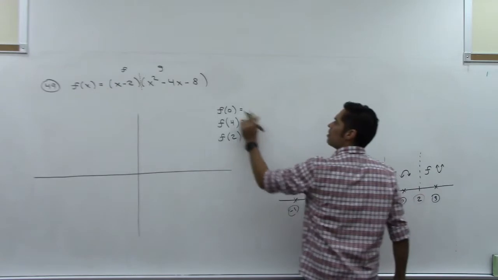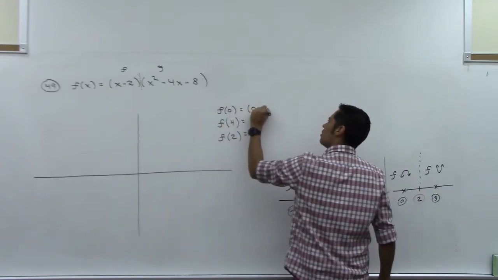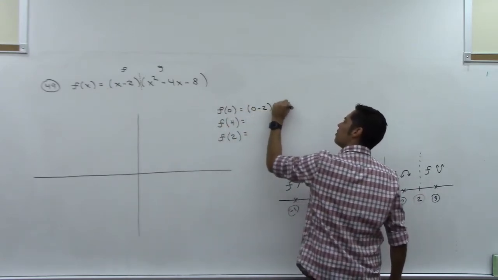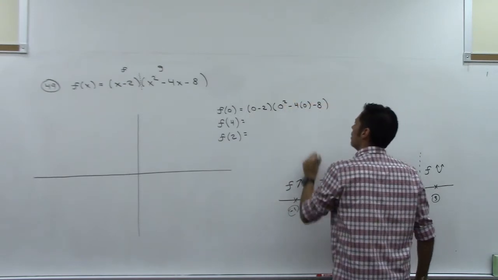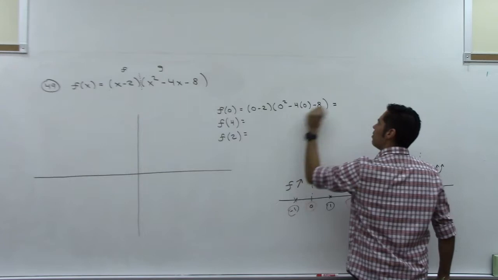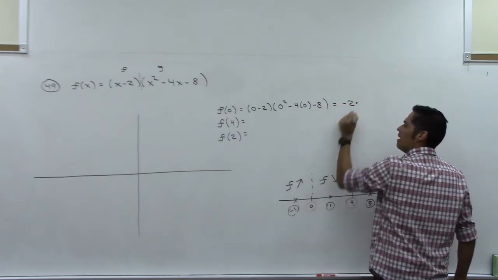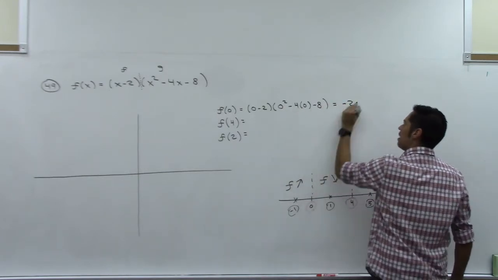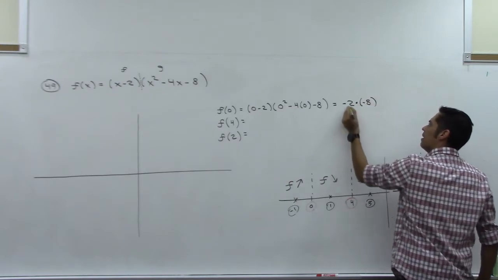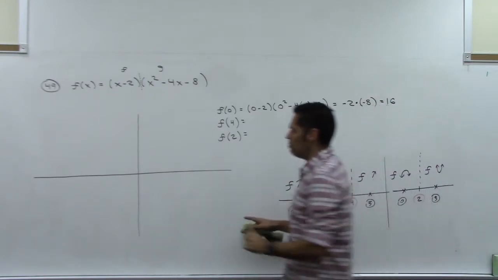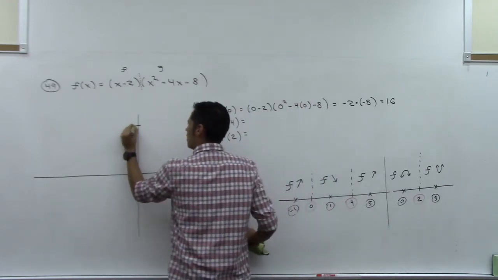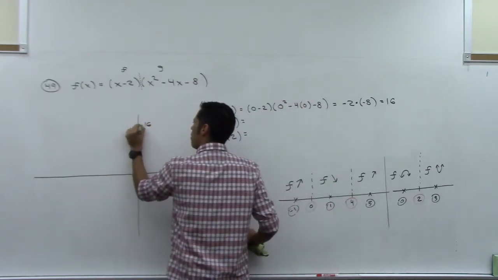So if I plug in 0 up there, I'm going to get 0 minus 2, 0 squared minus 4 times 0 minus 8. So 0 take away 2 is -2, times 0, 0, this is just -8 in there. And -2 times -8 is 16. So at 0, I go up to 16, and I have a point on my graph.